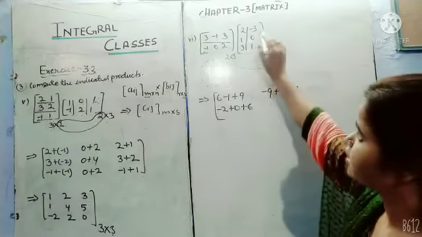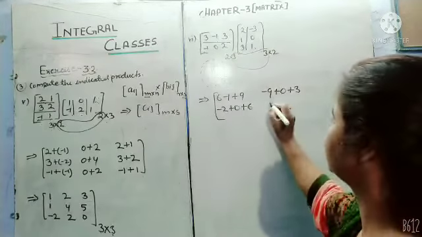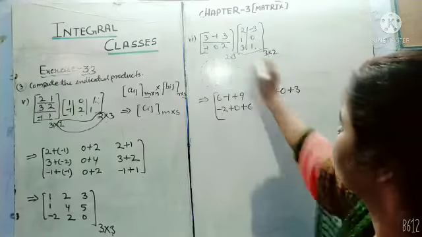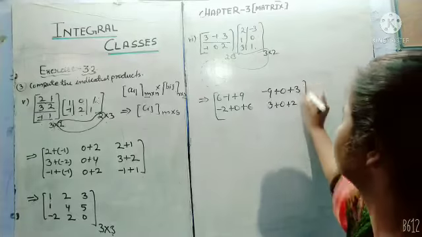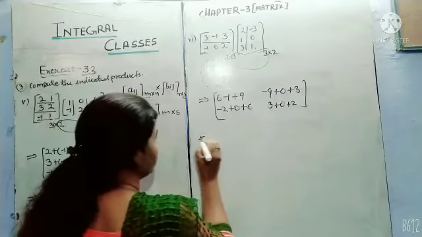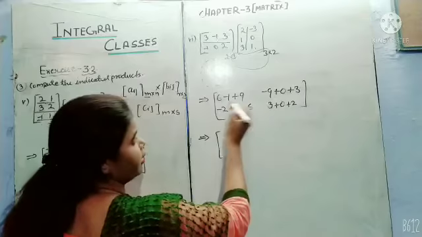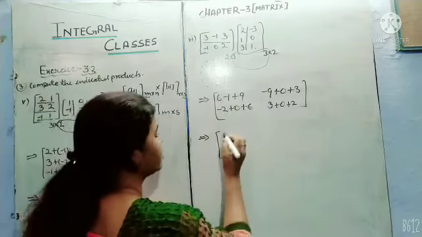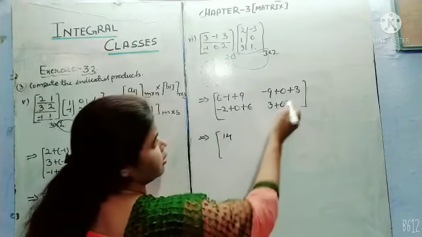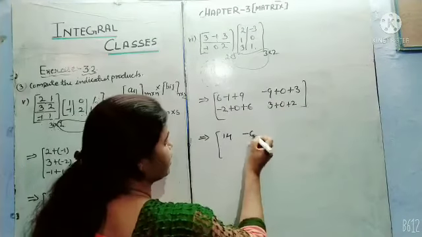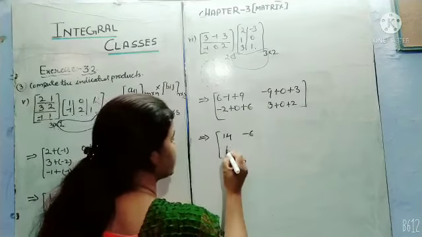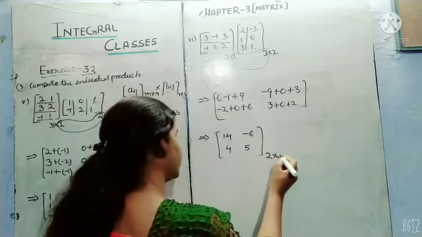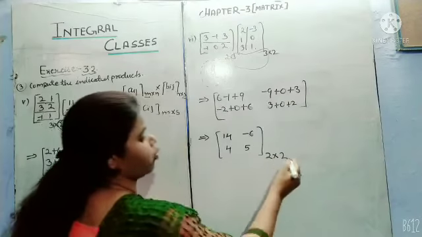Now second row, second column: minus 1 into minus 3, 3, 0 into 0, 0, 2 into 1, 2. So now we get the resultant: 9 plus 6, 15, 15 minus 1, 14. Minus 9 plus 3, minus 6. Minus 2 plus 6, 4. 3 plus 2, 5. So now the resultant matrix has order 2 cross 2.